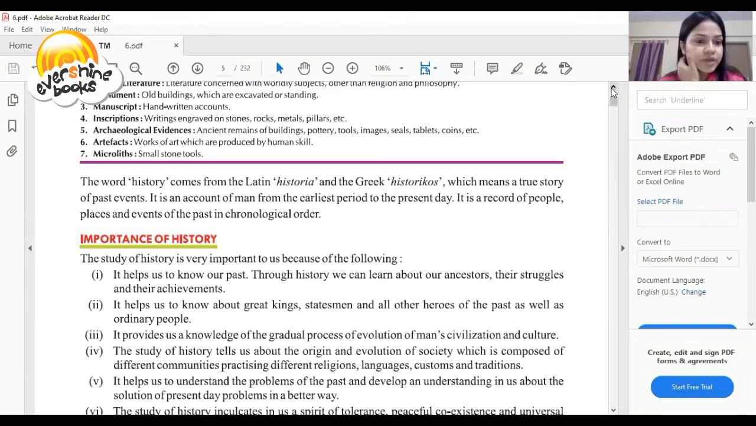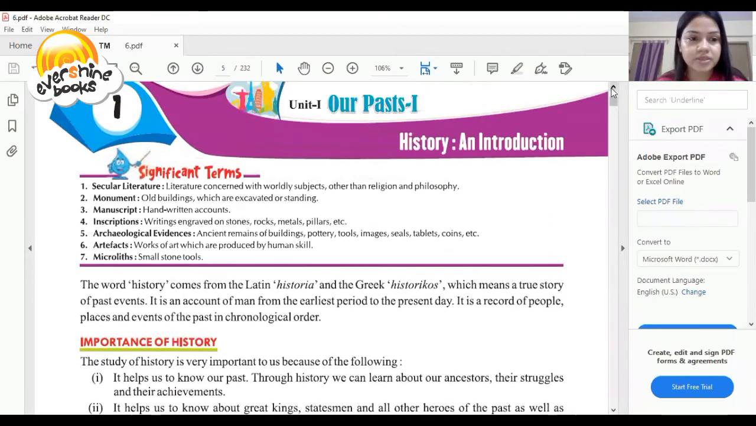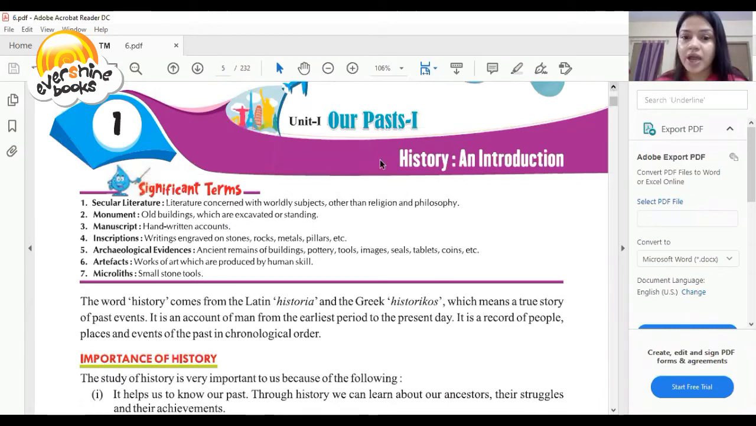Dear student, as you can see on my screen, this is the first chapter, and this book will help you to understand the chapter more clearly. First, there are some significant terms which you will see in this chapter. Let's discuss these significant terms.